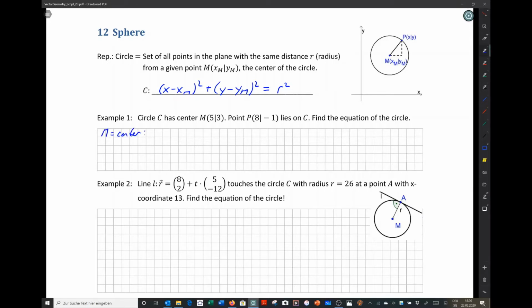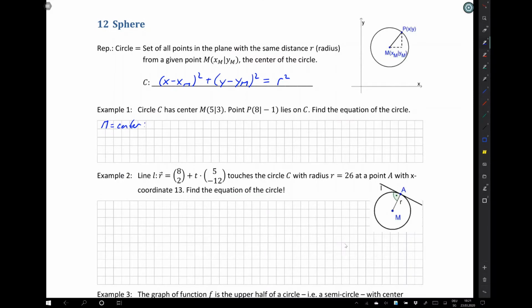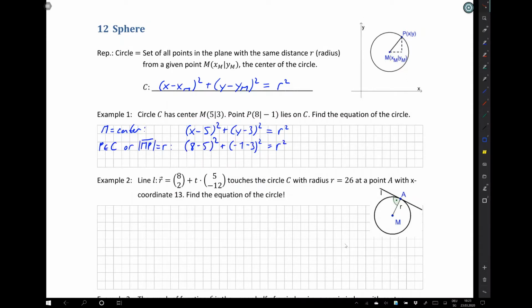Since M is the center, the equation of the circle is x minus 5 squared plus y minus 3 squared equals r squared. Now we have to find r, so we can either find it by finding the distance between M and P or by inserting the point P into this equation. Both end up as the same equation. And solving this, we get r squared is 25, so the radius is 5, that was not asked for, and the equation of the circle here.